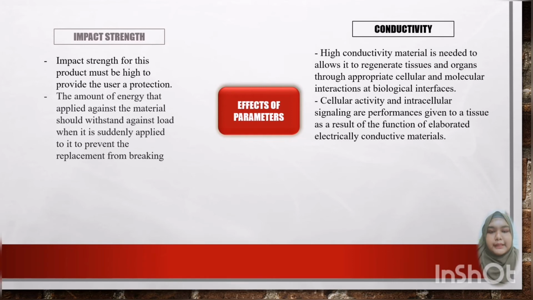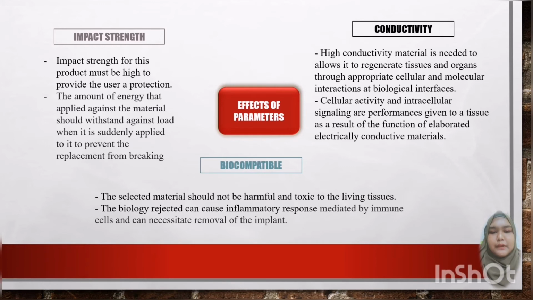The next parameter is conductivity. This product should have a high conductivity material to allow it to regenerate tissues and organs. The last parameter is biocompatibility. The selected material should not be harmful or toxic towards the user, as it will cause an inflammatory response or the removal of the implant.